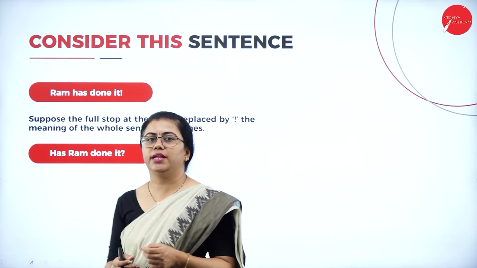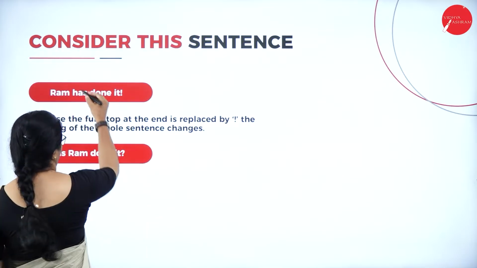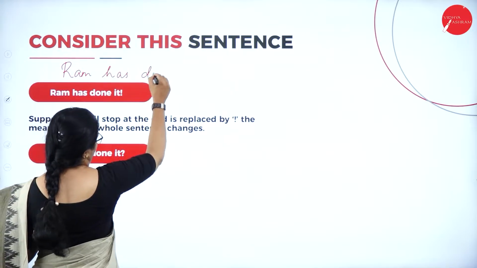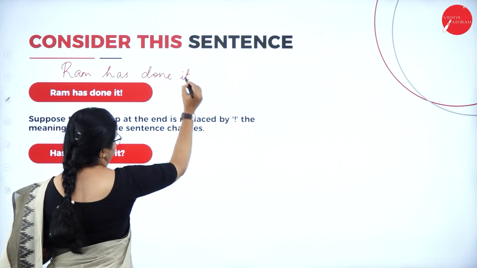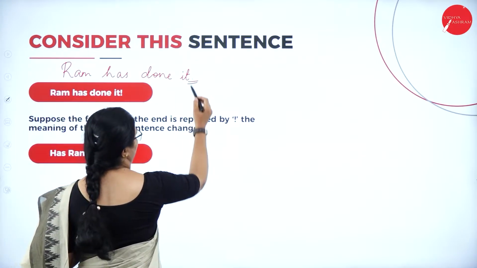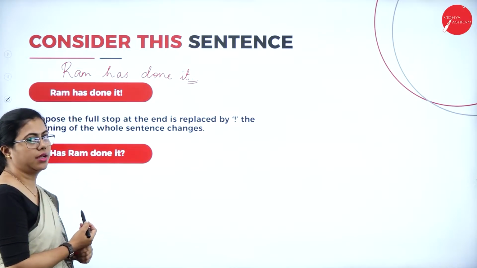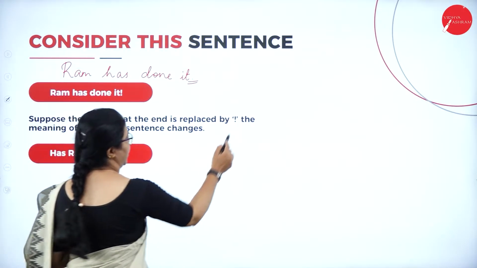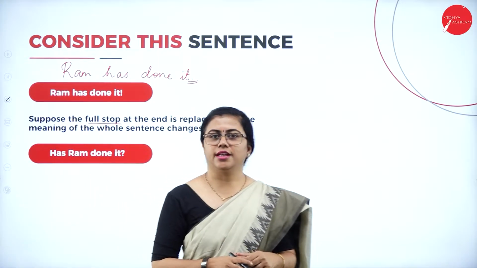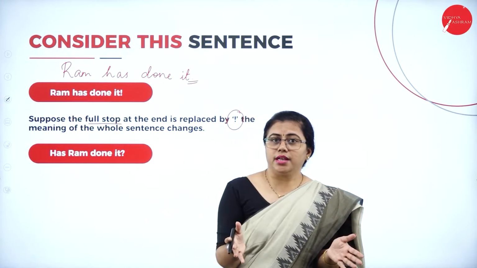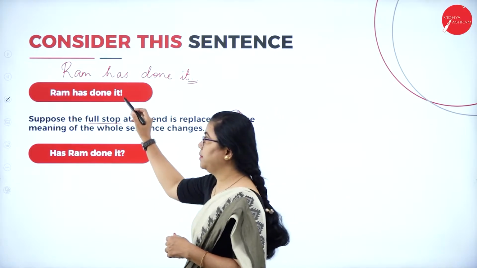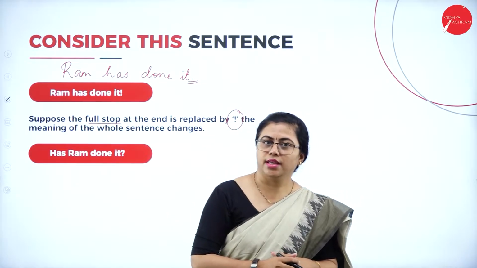Usually, how do you write a sentence? You just write it with a full stop in the end, like: Ram has done it. Initially, when you write a sentence, you just put a full stop in the end, isn't it? If that full stop at the end is replaced by an exclamation mark, the meaning of the whole sentence changes. How do you say this? Ram has done it! You express shock or surprise. So one exclamation mark changes the whole sentence.